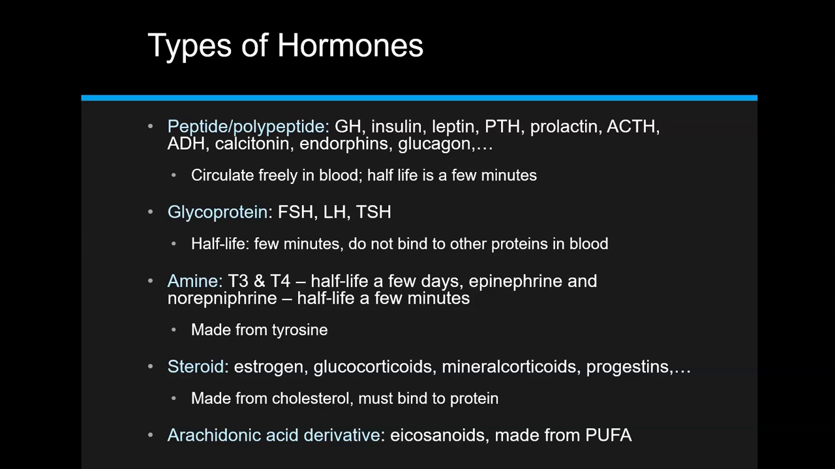And then we have a few others that are arachidonic acid derivatives. Those are your eicosanoids. They're made from polyunsaturated fatty acids, and these have to do with inflammation and other more local signals.